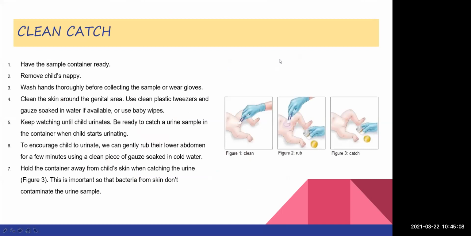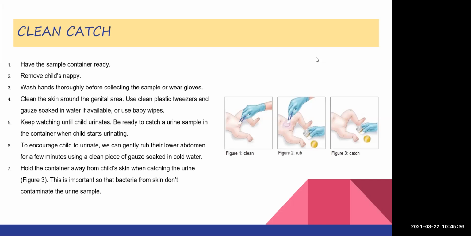Okay, so clean catch. For clean catch, first we must have the sample container ready, the specimen jar. We remove the child's diapers, and we wash hands thoroughly before collecting the sample or wear gloves. Clean the skin around the genital area. Use clean plastic tweezers and gauze soaked in water if available, or use baby wipes.